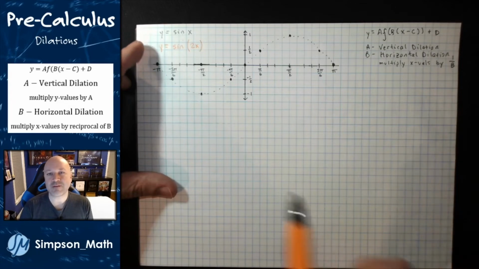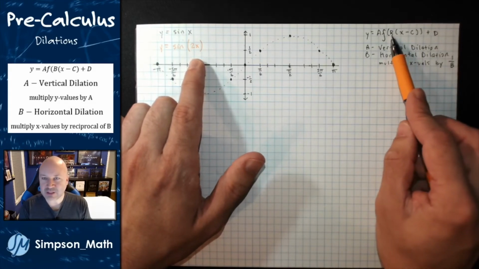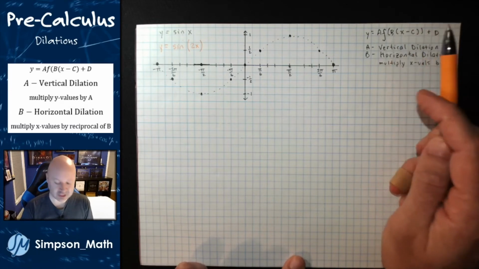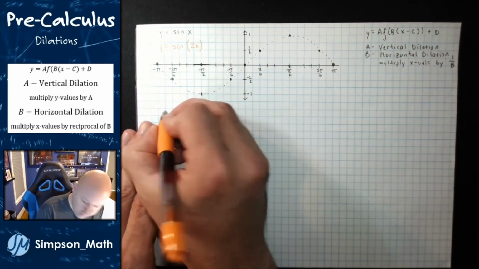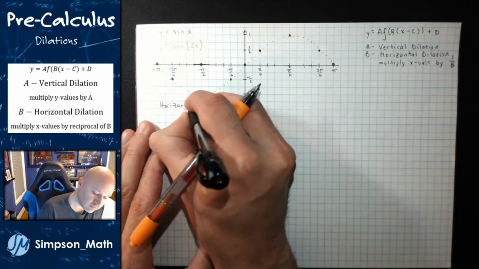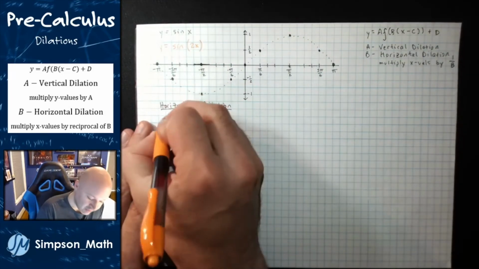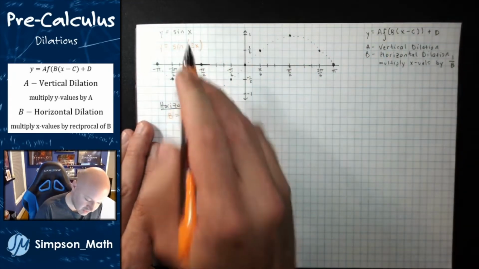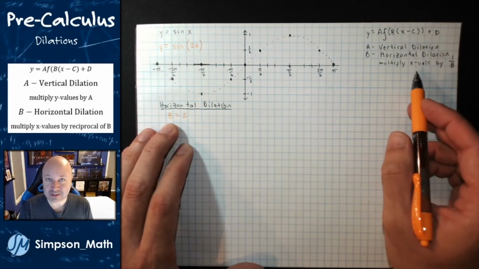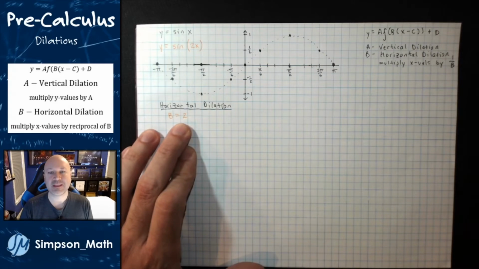In orange, I'm going to graph sine of 2x. Now, the 2 is inside the trig function. This is acting as the b. This is a horizontal dilation. My b value is 2. And what that does is it's going to take my x values this time and multiply them by not 2, but the reciprocal of 2. That is 1/2.